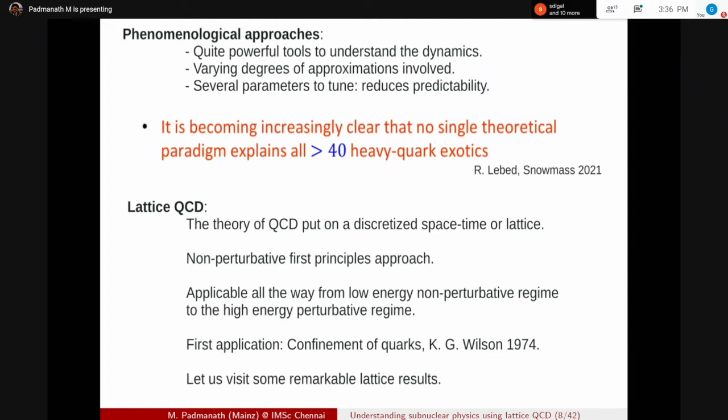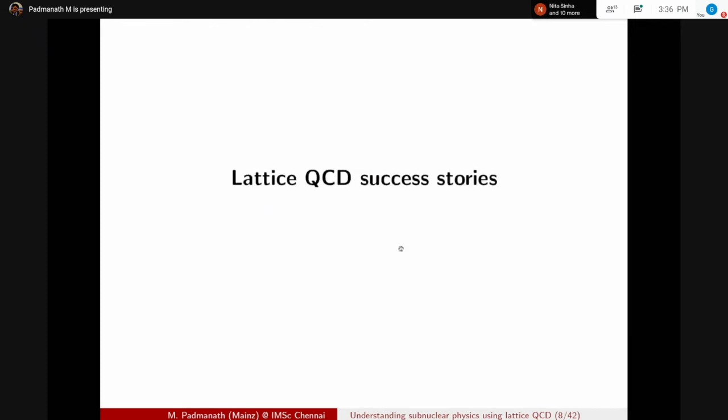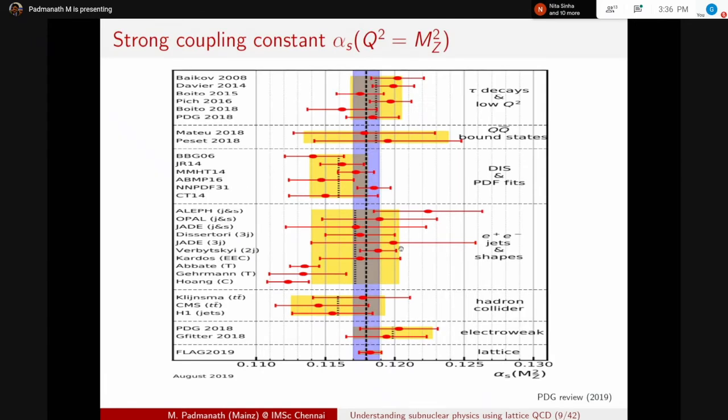Explained later on. But yeah, let's visit some remarkable lattice research just to motivate why I am using lattice technologies to study whatever I am studying. Okay, so let's visit some lattice QCD success stories, starting with the QCD coupling constant alpha s.